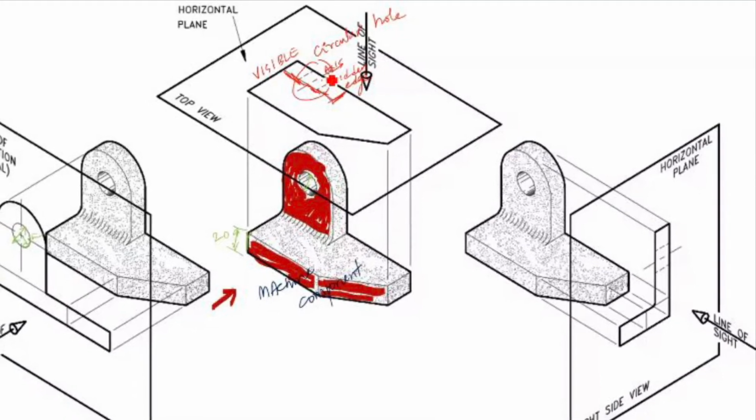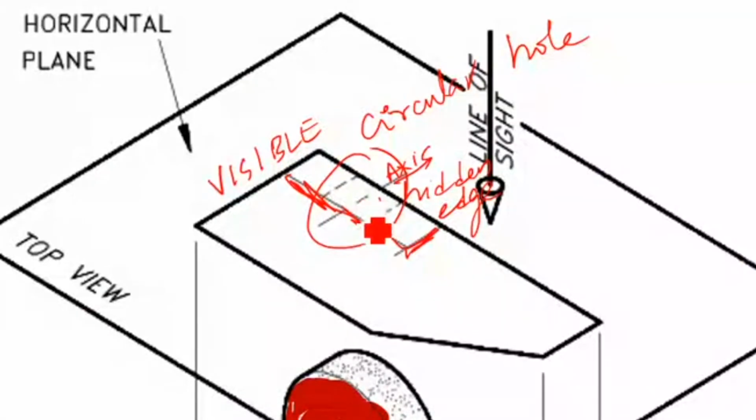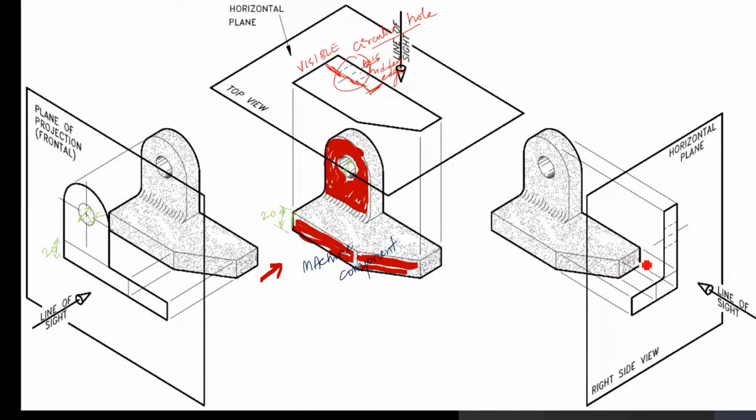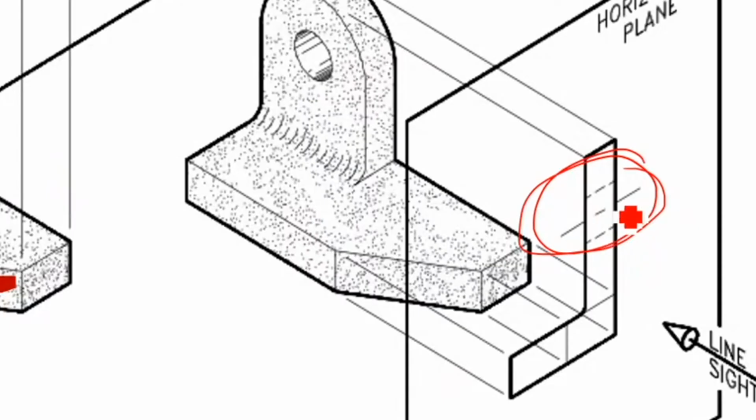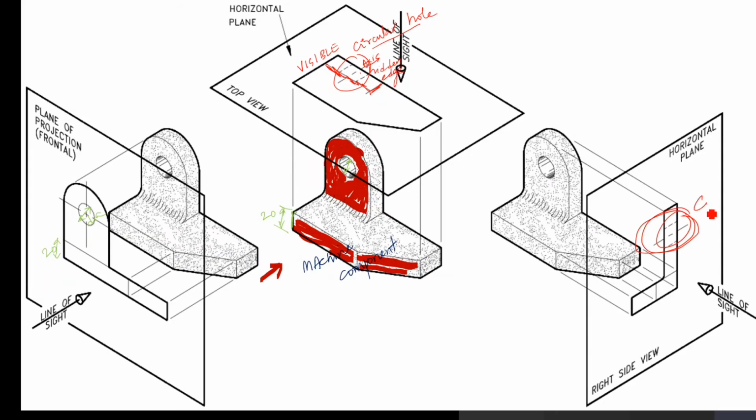While if you see the top part, an axis line is at the center and dashed line on either side, you must understand it is a circular hole. The same thing goes in the side view. If you come here, you see the dashed line here and an axis line, which means that this part is actually a circular hole.